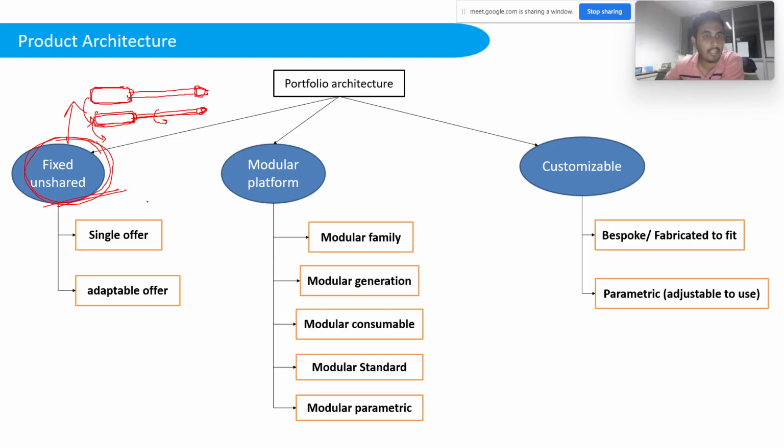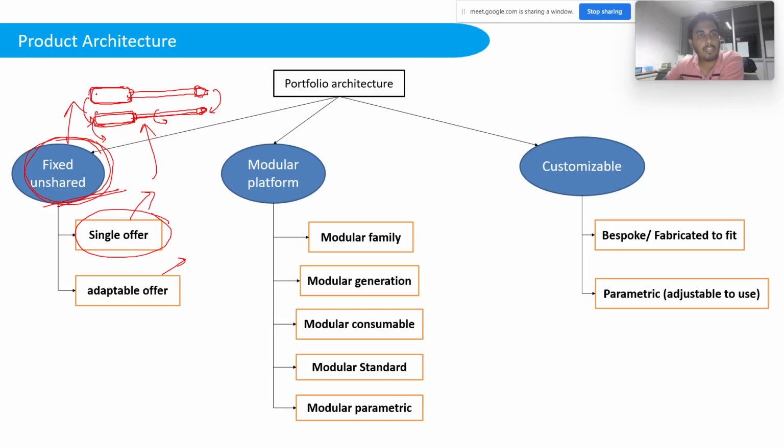Okay, and again, those can be subdivided into two categories. One is single offer, and there is adaptable offer. Single offer is what I had already discussed about screwdrivers. Whenever you design something, there is nothing you can carry forward in the subsequent design. So everything is like one at a go.